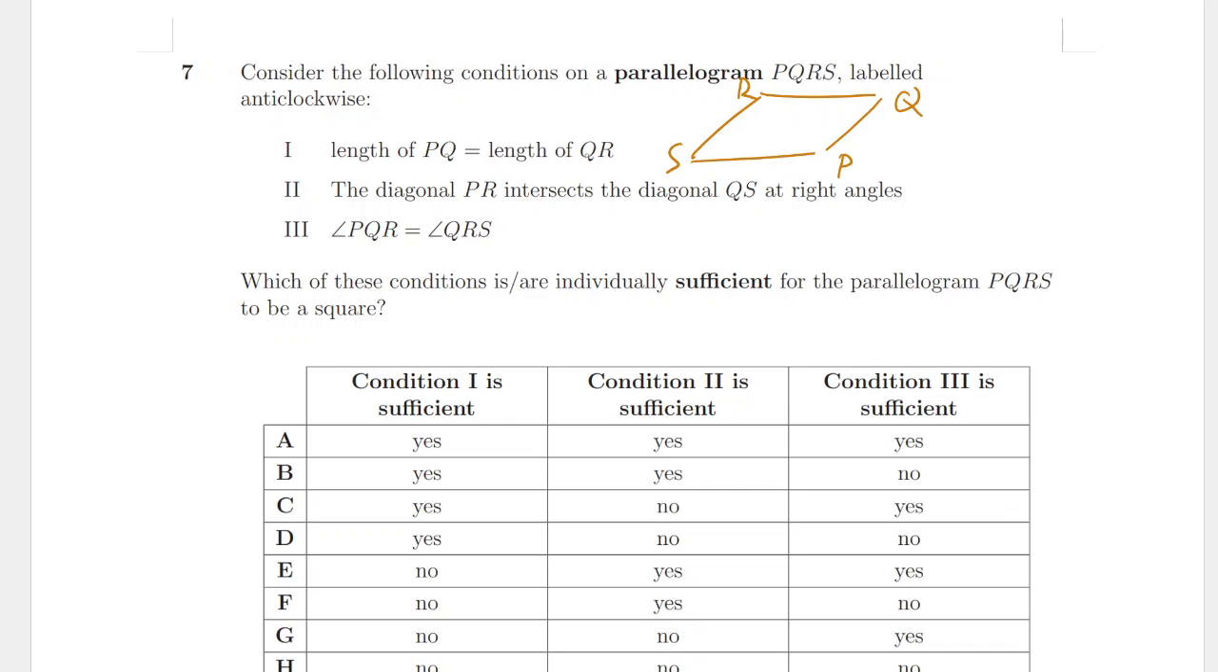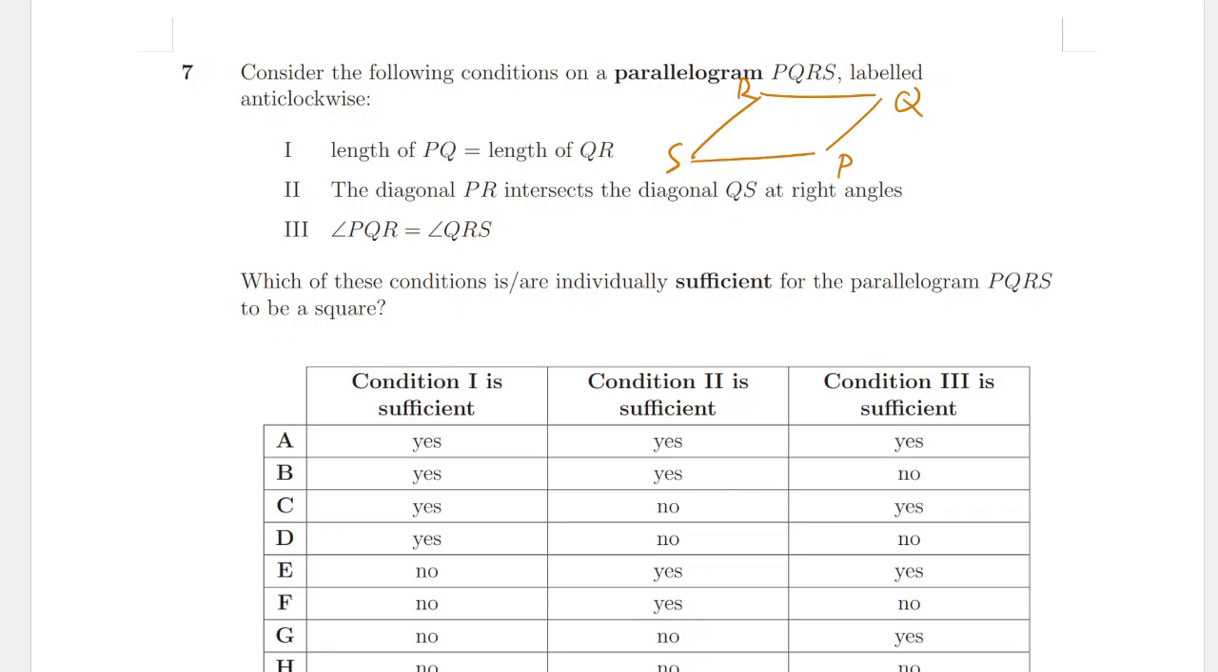Length of PQ equals length of QR. Diagonal PR intersects diagonal QS at right angles, and angle PQR equals angle QRS. Which of these conditions are individually, okay, important word, individually sufficient for a parallelogram to be a square?